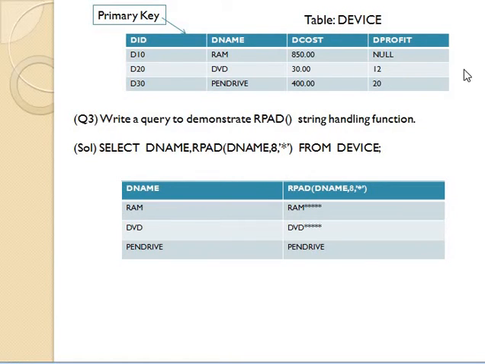Now this time I shall consider a different table, identified by the name device. This table comprises 4 columns, that is DID, DNAME, DCost and DProfit, and these are the corresponding values for these columns. Now based on this table, there is a question which is asking us to write a query to demonstrate the RPAD string handling function. Now what is this RPAD string handling function?